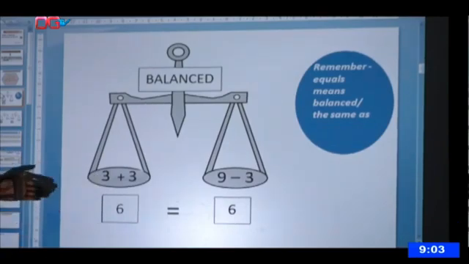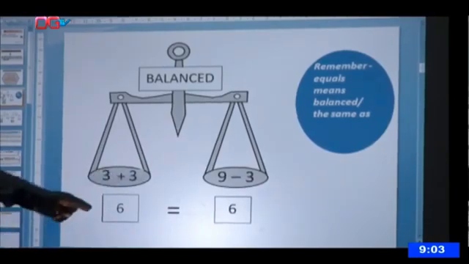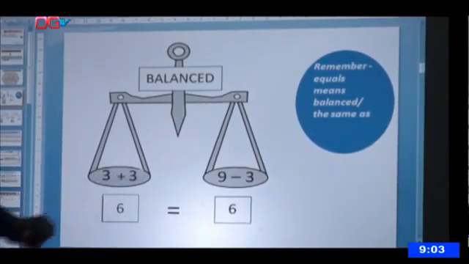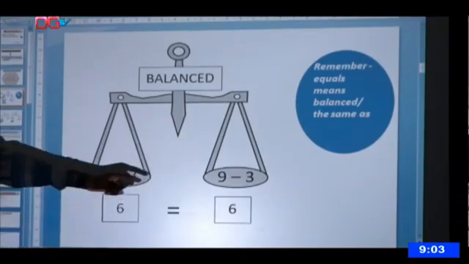This is an example of a balanced equation. 3 plus 3, the result is 6. 9 minus 3, the result is 6.